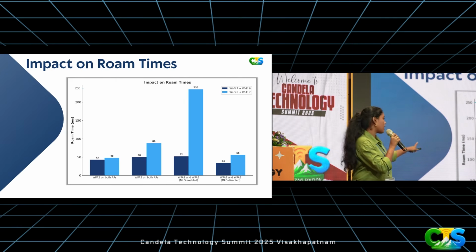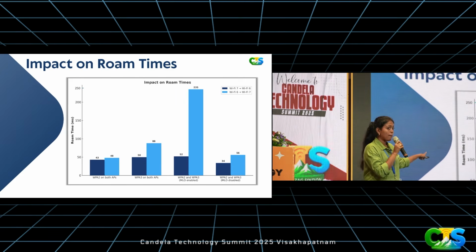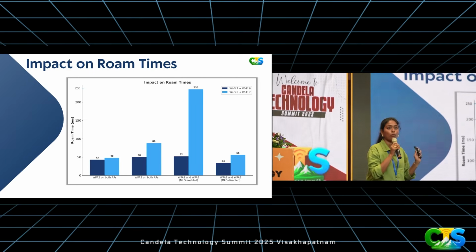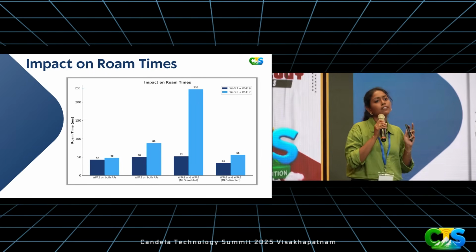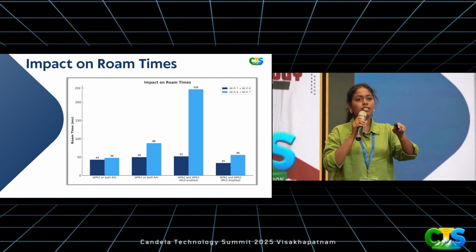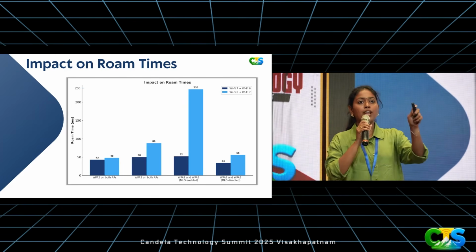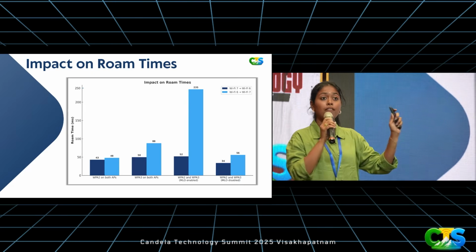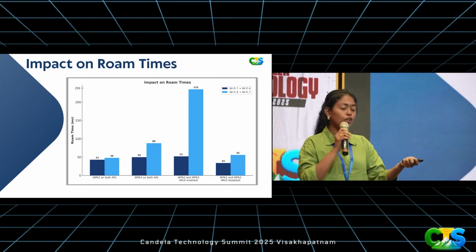And we have observed that the first bar indicates, with MLO disabled and WPA2 set on both the APs, the roam times are within 100 milliseconds, which is very good. Later, we have set WPA3 security type on both the APs, and we have observed that, again, the roam times are within 100 milliseconds, which is good.